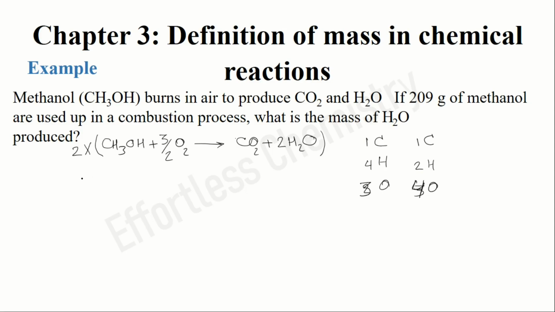So the balanced equation is 2 methanol when they burn with 3 molecules of oxygen, they will produce 2 molecules of carbon dioxide plus 4 molecules of water. The next step is to write all these conversions that I told you in one line. So we need to find the mass of water.